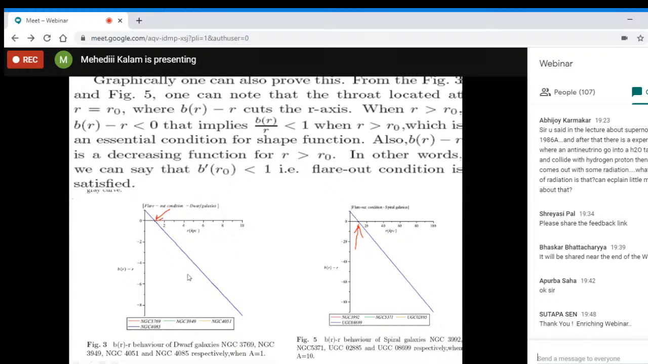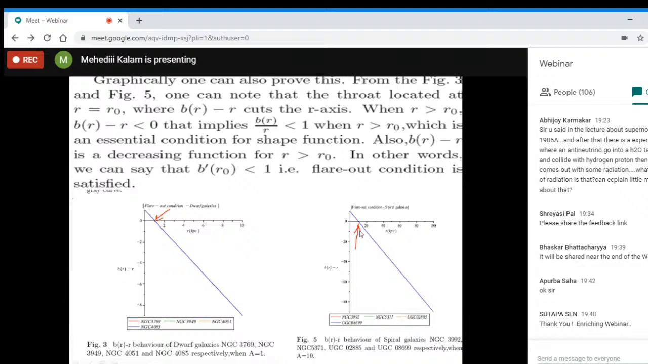And look here, this is for the dwarf galaxy. For the dwarf galaxy, we see here this b(r) minus r, the throat radius comes out as 1 kiloparsec. And for the massive galaxies, that throat radius comes out as 10 kiloparsec. So this is very important.